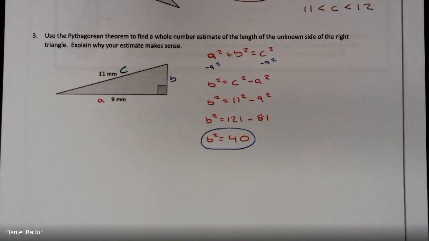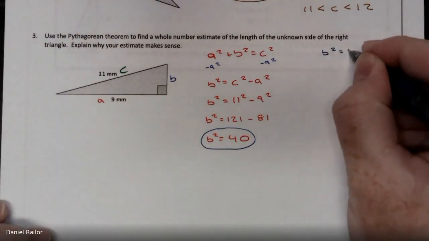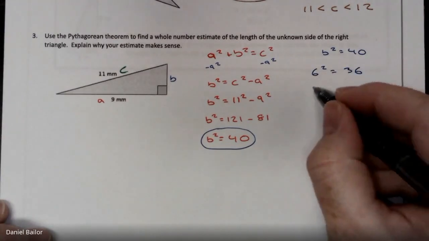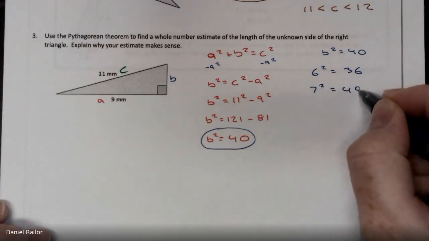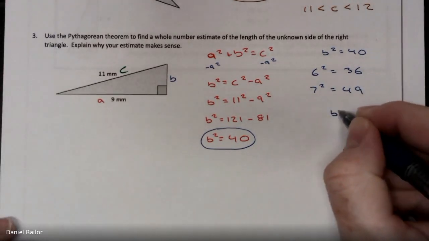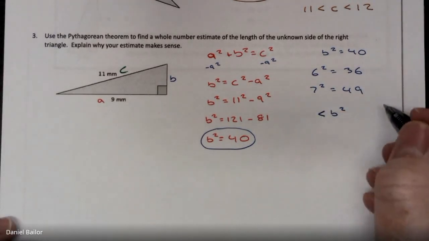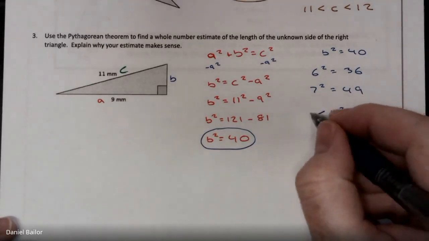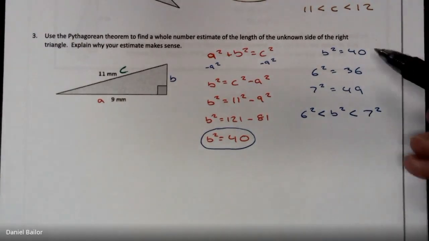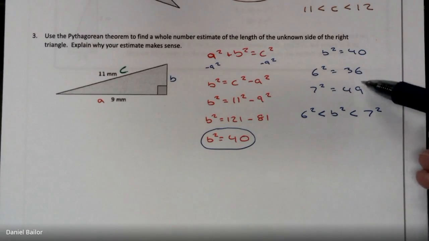But I cannot think of what times what makes 40. What times what makes 40? It's going to be a decimal, and we know it's not a whole number. I know that b squared equals 40. I know that 6 squared equals 36, because 6 times 6. I know 7 squared equals 49, 7 times 7. So b squared is bigger than 6 squared and smaller than 7 squared, because the 40 is in the middle of 36 and 49.